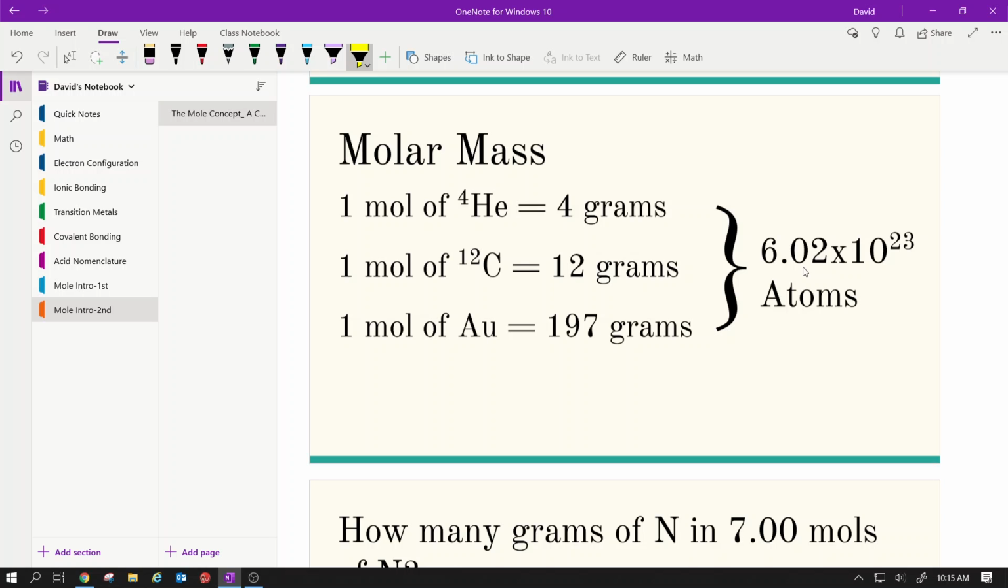Now wait, how come you have to have 197 grams of gold to have the same number of atoms that you do in only 4 grams of helium? Which weighs more? Gold. Yeah, because gold is a much bigger atom. Gold has a lot more protons and neutrons and electrons. Gold's got more stuff in there, so each atom weighs more. So you have to have more mass of gold to get the same number of atoms. That's just like I have to have more mass of elephants to have the same number, if I'm getting a dozen. Questions about that?